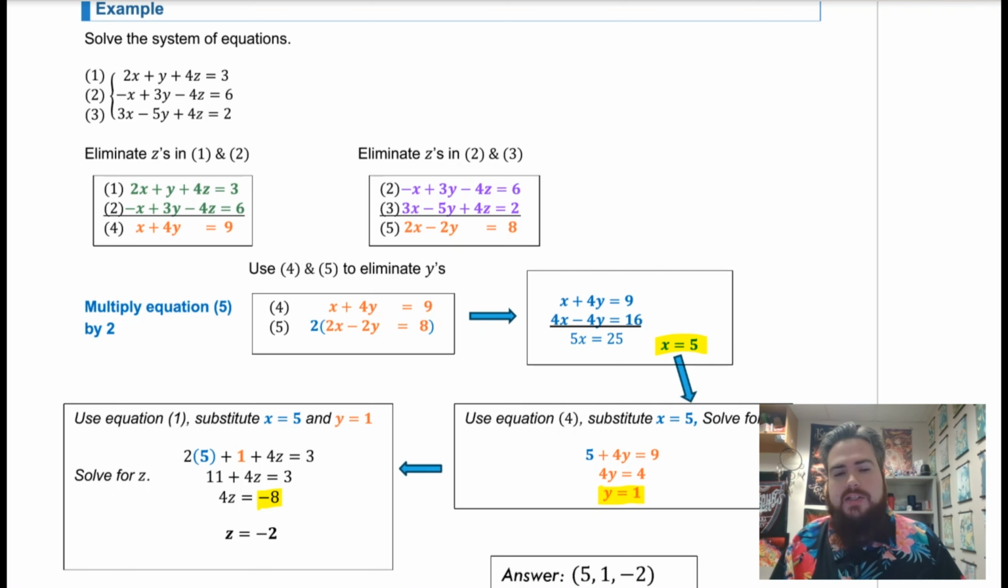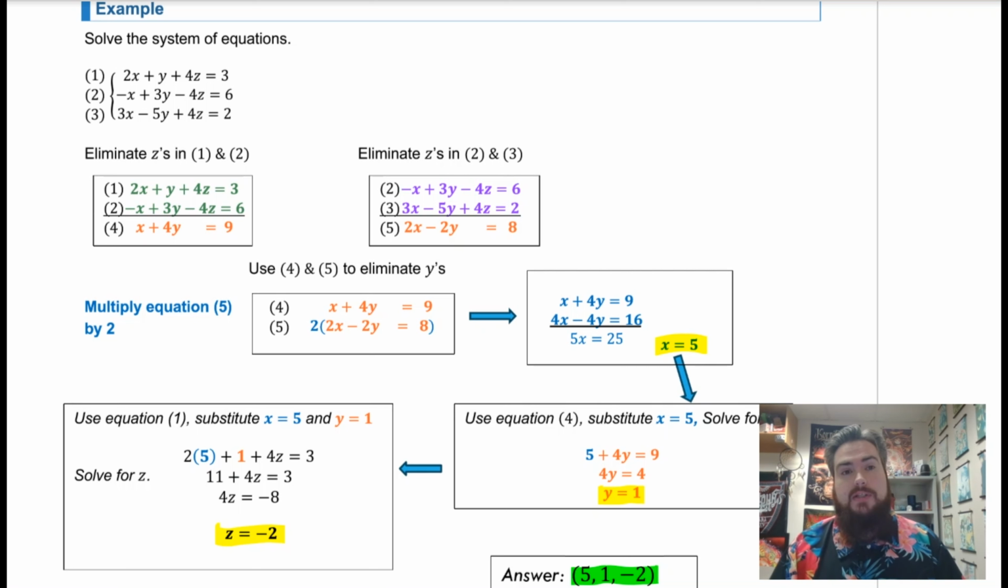Those would be our solutions for x, y, and z, which means we can write the final solution as a single ordered pair, shown here at the bottom, parentheses 5, 1, negative 2. Do be sure when you're writing your ordered pair that you do write it in that order, x, then y, and then z.